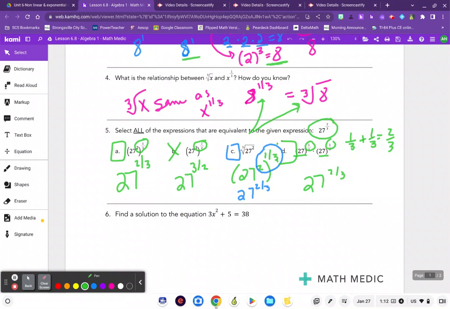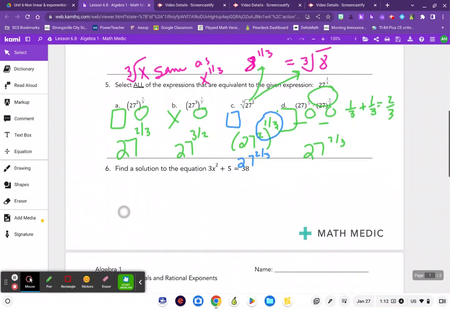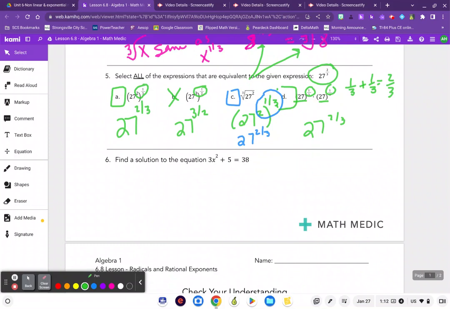It turns out that there are many ways to write these bases with exponents. All right, finally, the last problem that we're going to talk about on this side is solving this equation. Now, we've solved equations before, but this one looks a little bit different because it has this squared in there. All right, let's forget about that for a second, and let's start trying to isolate this x. We're going to subtract 5 on both sides. We get 3x squared equals 33.